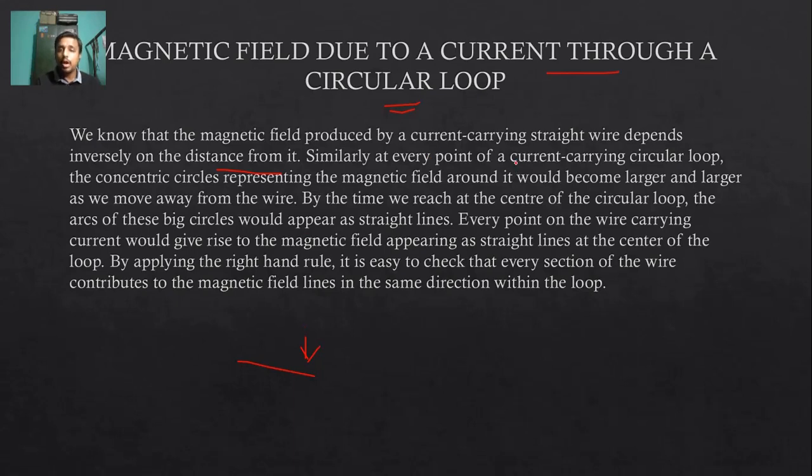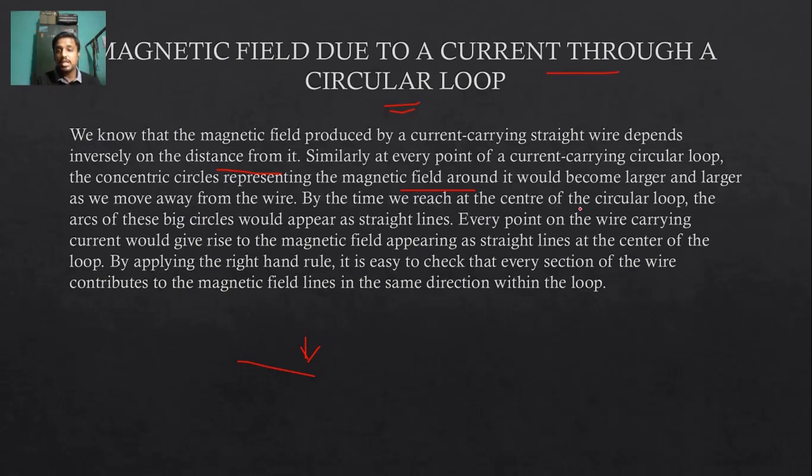Similarly, at every point of a current carrying circular loop, the concentric circles represent the magnetic field around it, and it becomes larger and larger as we move away from the wire. As you saw in the previous slide, the concentric circles keep on increasing, but when close to the wire, it is very small. When we move further away from it, the concentric circles keep on increasing.